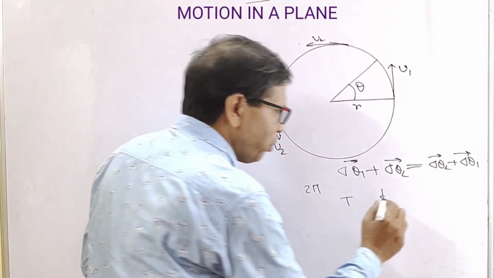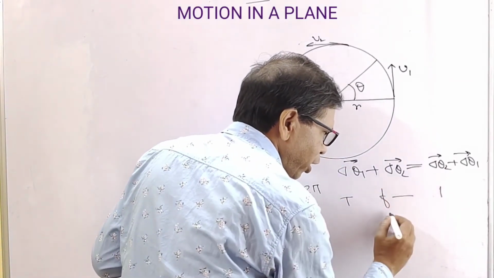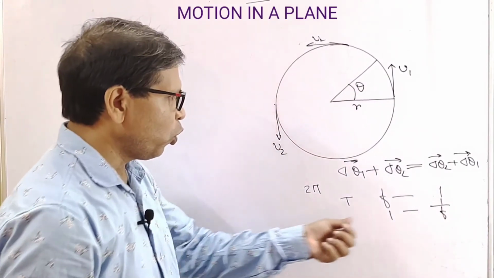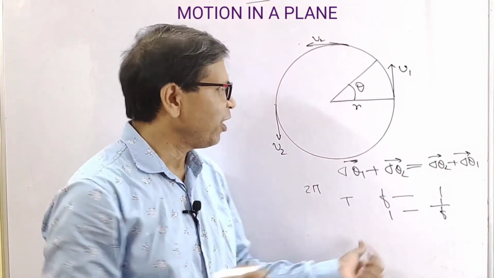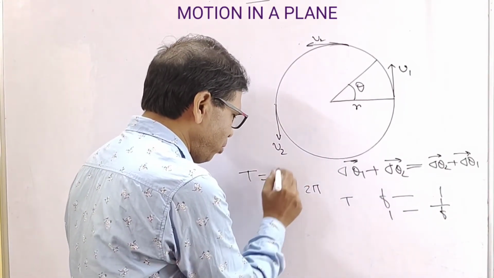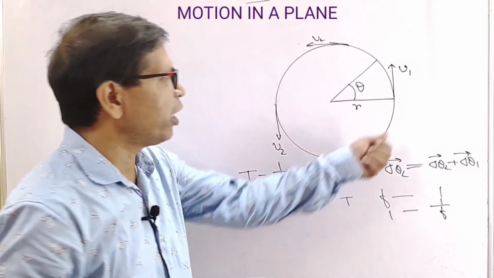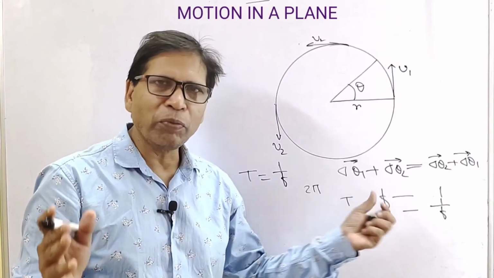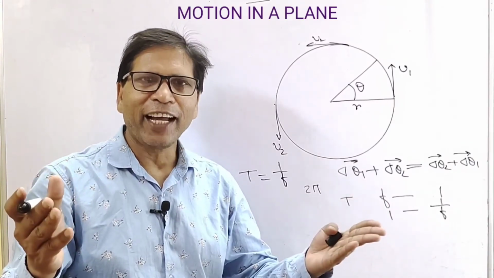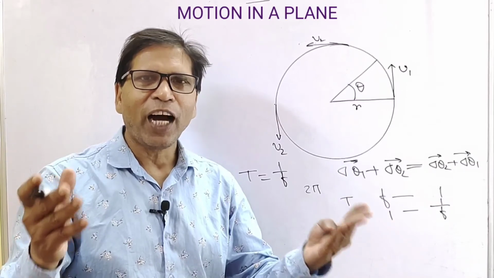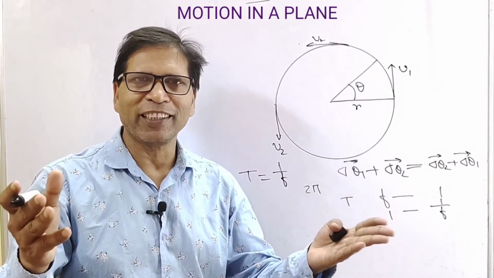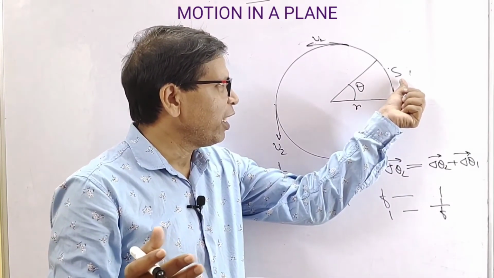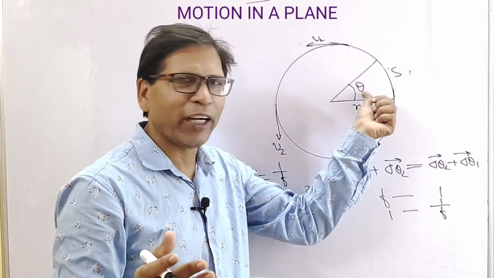If f number of revolutions take place in 1 second, then one revolution takes 1 by f second, so 1 by f equals T. So the time period is the inverse of the frequency of revolution. The unit of frequency is per second, that is revolution per second, or RPM, revolution per minute. Now we have to establish the relation between linear displacement and angular displacement.